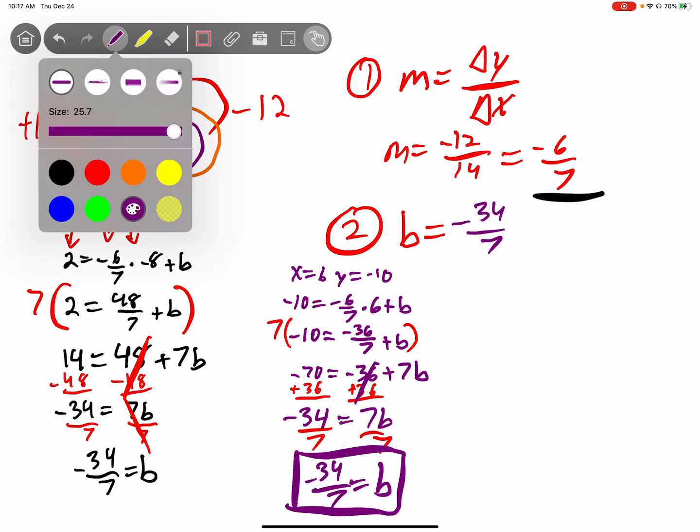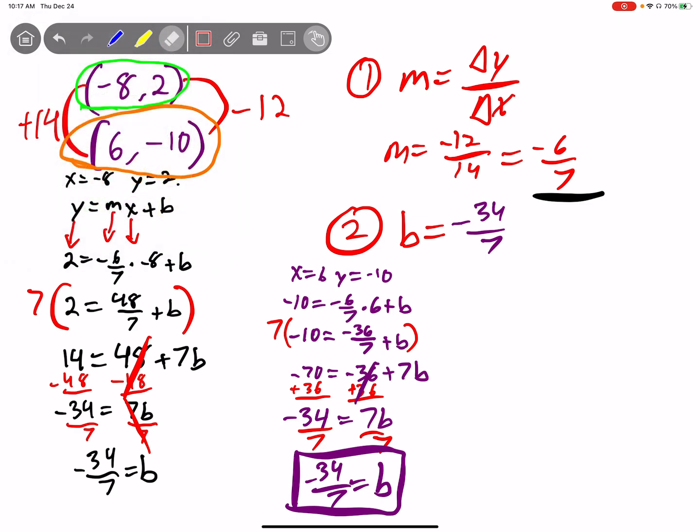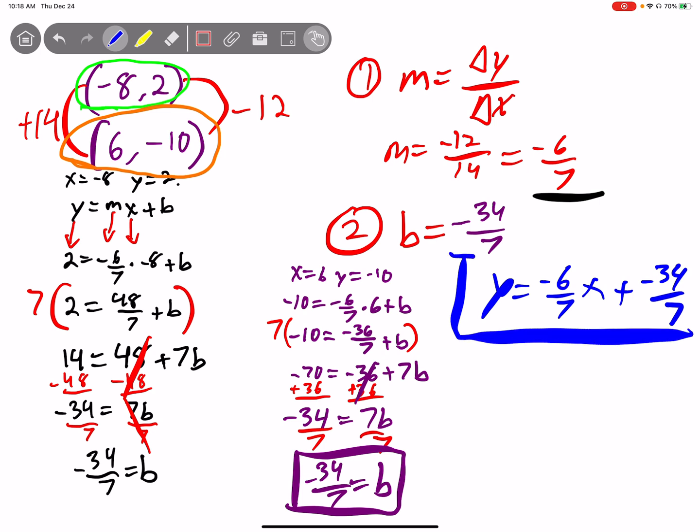Now I'm going to write out my equation. Remember, y stays y. m needs a value, which is negative 6/7. x stays x. And b needs a value, which we found was negative 34 over 7. And that's it. You're done.